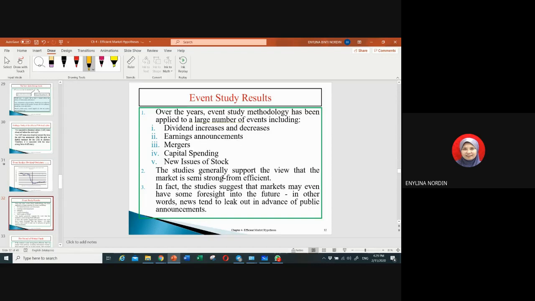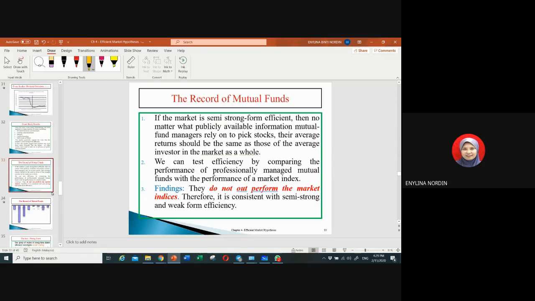So this study generally supports the view that the market is semi-strong form efficient. The next study, to justify the semi-strong form, is the record of mutual funds. The record of mutual funds is a study to see whether the fund managers can beat the market or not in the semi-strong form.